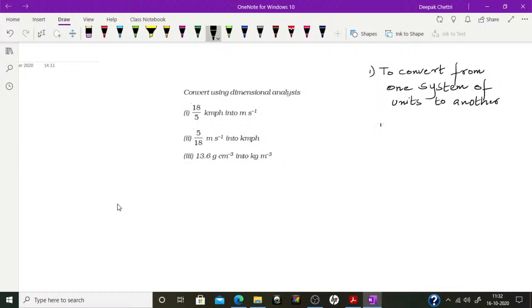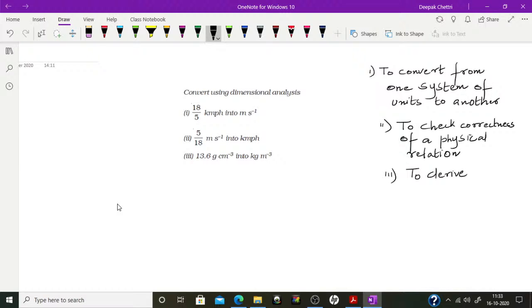Second use is to check the correctness of a physical relation, right? If there is a formula, we can use dimensional analysis to check whether the formula is correct or wrong. And number 3 is to derive a physical relation, right? So these things we have studied last time. Let's do some problems based on them.